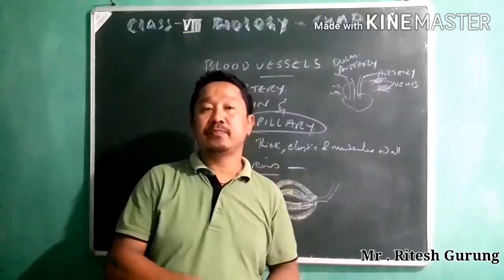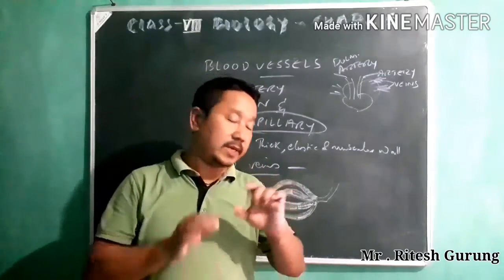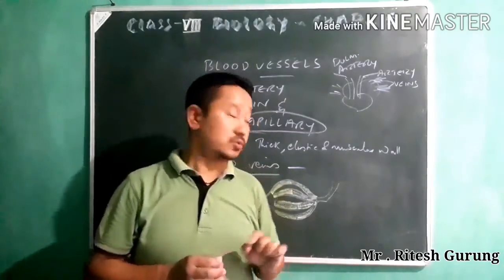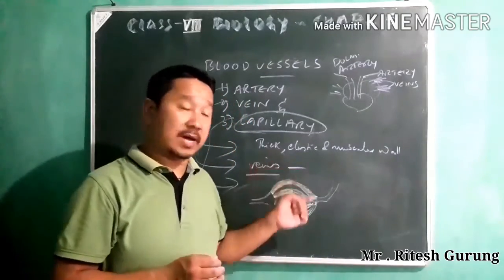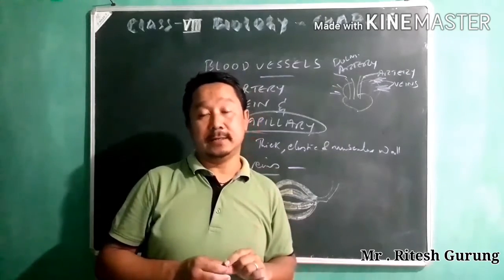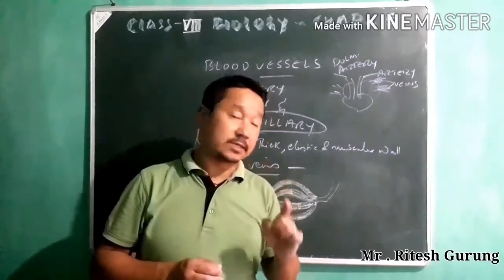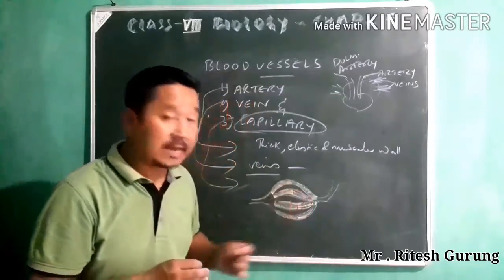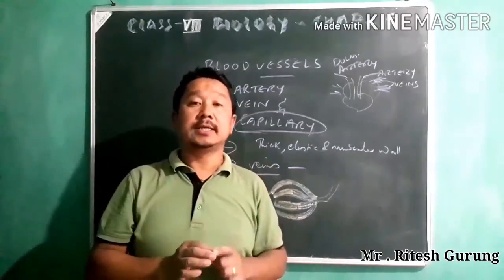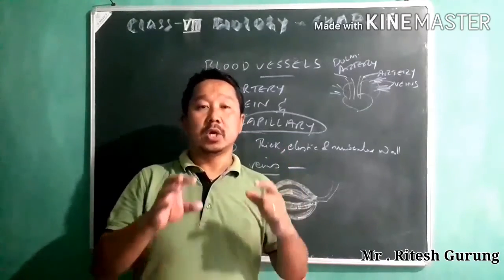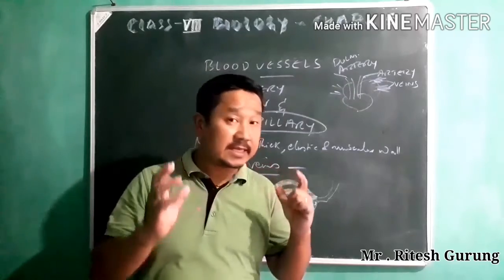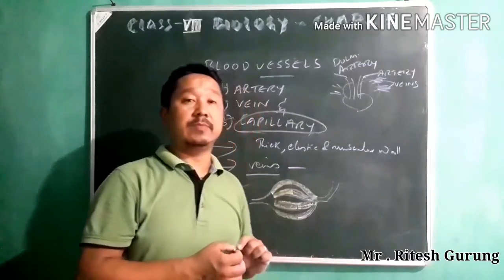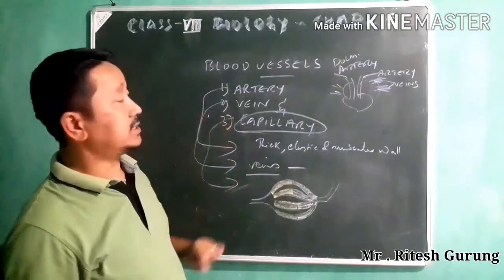So a capillary is a very narrow blood vessel whose walls have a single layer of cells. You see the cell, and the wall of this capillary has a layer of single cells. The wall of the capillary is so thin that an exchange of nutrients, waste products and gases takes place very easily between the blood and the body fluids. So this is all about blood vessels: arteries, veins and capillaries.